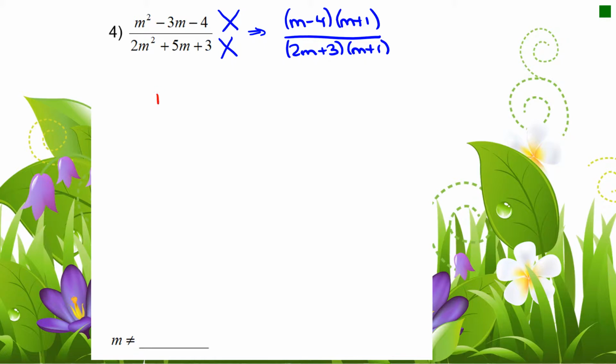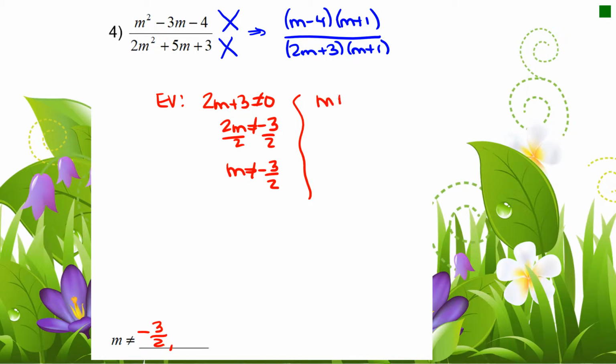I'm going to take a little skip-a-roo, and I'm going to go to the excluded values. I'm going to take 2m plus 3, say it can't equal 0. Subtract 3 from both sides, it can't be negative 3. Divide everything by 2. M cannot be negative 3/2. Also, m plus 1 can't equal 0. Subtract 1. M can't be negative 1.